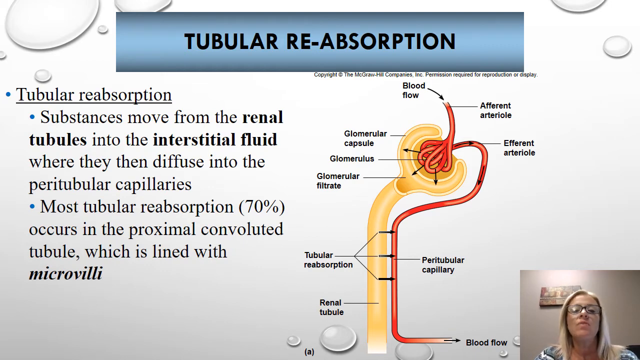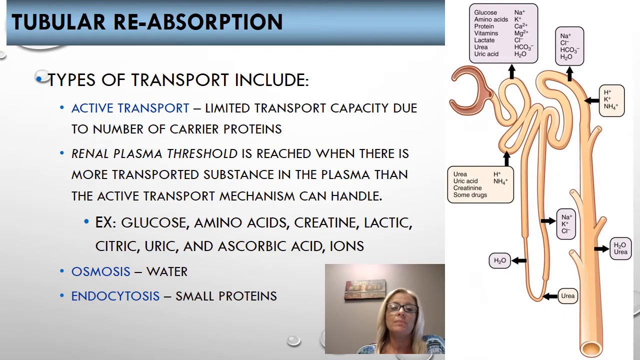An adaptation of the epithelial cells of the proximal convoluted tubule for reabsorption is microscopic projections called microvilli. So most tubular reabsorption, about 70%, occurs in the proximal convoluted tubule, all right, and that is lined with the microvilli. Tubular reabsorption here occurs via different types of transport. We have active transport, osmosis, and endocytosis. Active transport requires energy to be used and carrier proteins, and so this is going to be a bit limited here.